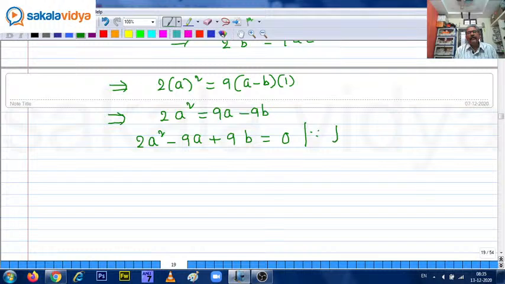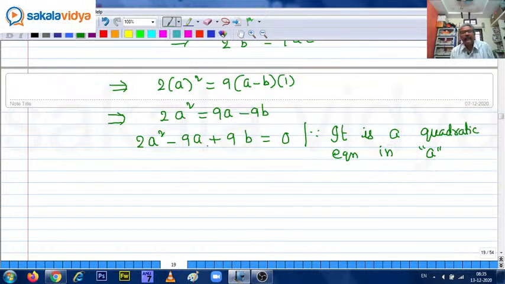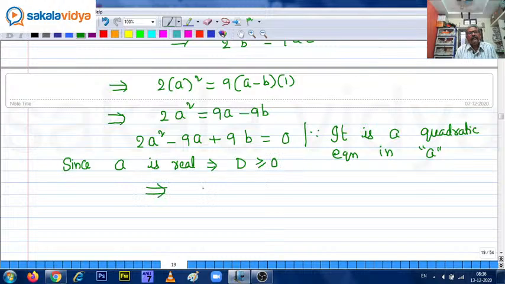So now it is a quadratic equation in A, but according to the problem A is real. So that means since A is real, that implies discriminant D must be greater than or equal to 0. So D means b square minus 4ac, b square minus 4ac is greater than or equal to 0.